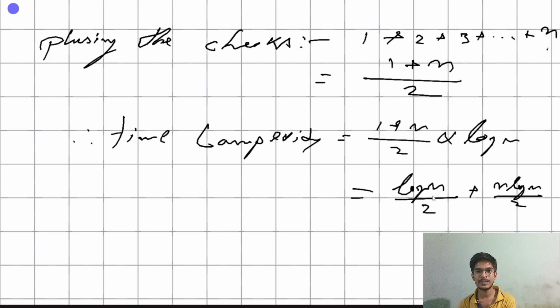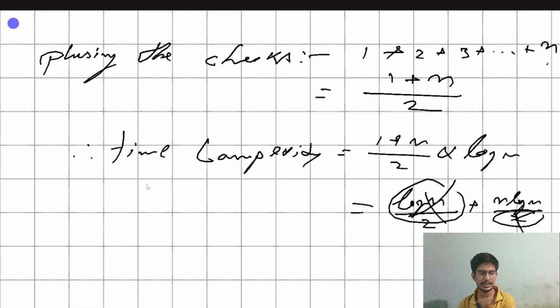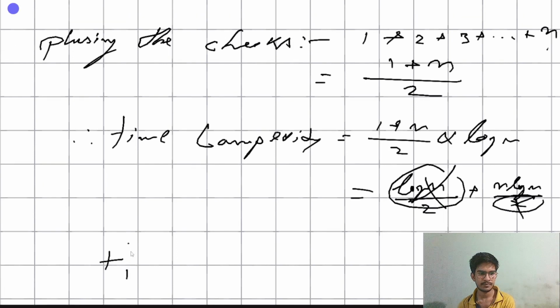So this is a less dominating term, so we will remove it, and this is a constant, we will remove it. So our time complexity will become n log n in case of quick sort.